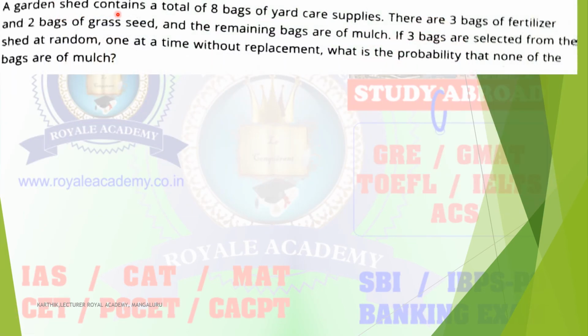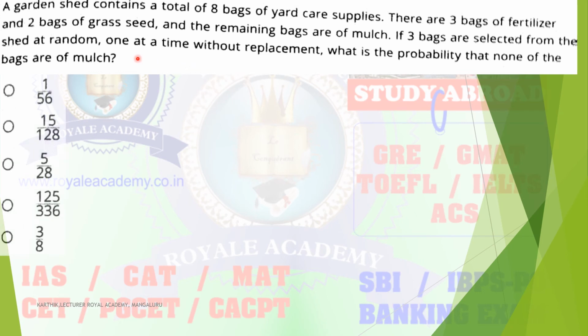A garden shed contains a total of 8 bags of yard care supplies. There are 3 bags of fertilizer and 2 bags of grass seed, and the remaining bags are mulch. If 3 bags are selected from the shed at random, one at a time without replacement, what is the probability that none of the bags are mulch? So this is a probability type of problem, and you have to determine that.